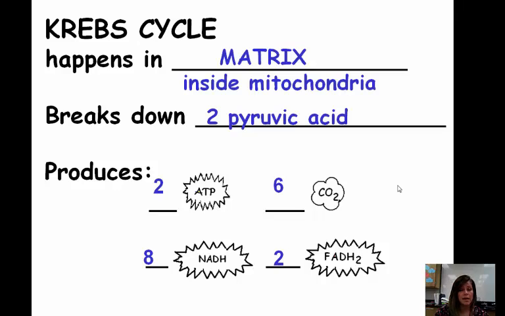Now again, the NADH and the FADH2, I don't care if you know how much is made, however, you have to know that these are made in the Krebs cycle. And the reason why we have to know they're made in the Krebs cycle is because they are needed, absolutely needed, for the electron transport chain.